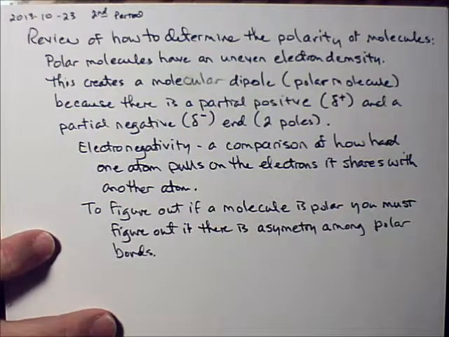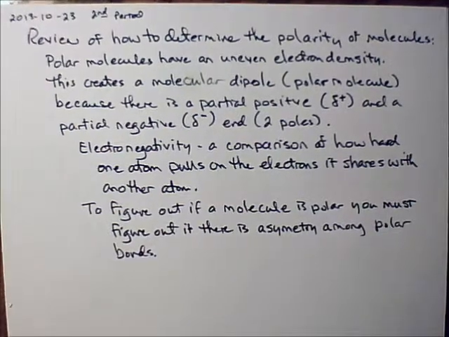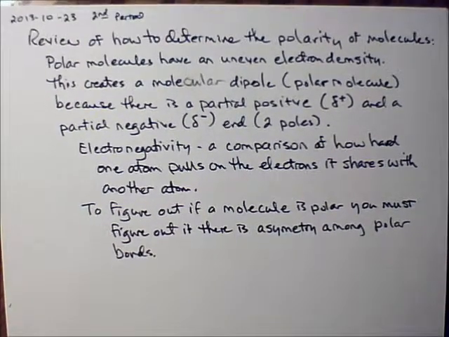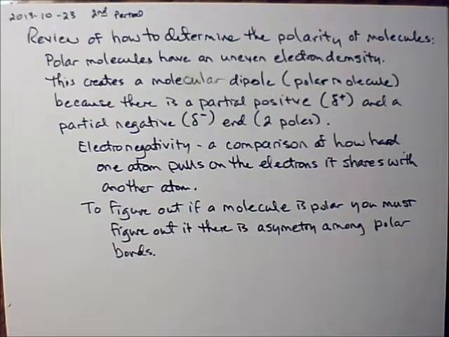So right away, you should be able to tell from this definition that if you don't have polar bonds, you can't have a polar molecule. If you have polar bonds, then you need to figure out if those polar bonds are asymmetrical. If the polar bonds are asymmetrical in some way, then you can have a polar molecule.